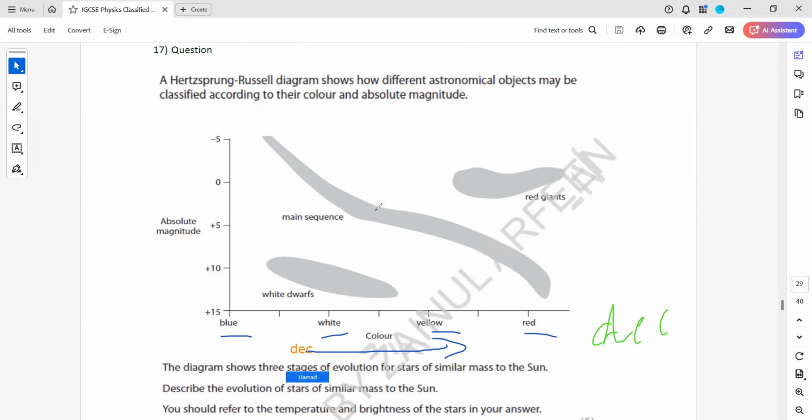Actually, what it shows for main sequence stars is a relation. If the temperature is low, then its luminosity, or absolute magnitude, or how much light it is giving out, will be less. If its temperature is high, then it will show high luminosity. If it has moderate temperature, then it will show the same luminosity as our sun. But these are white dwarfs. What are white dwarfs? White dwarfs have high temperature but low luminosity.